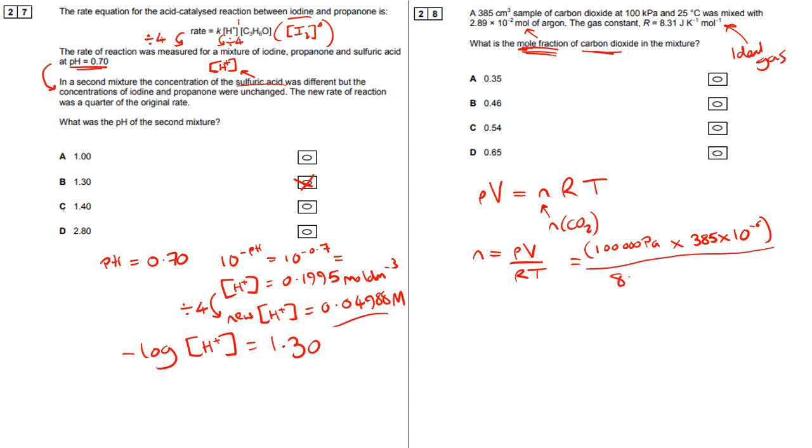Divided by R, the gas constant, which is 8.31, given to you in the question, and the temperature of 25 degrees, don't forget that needs to be converted to Kelvin by adding 273. So we're working out the moles of CO2 here. The moles of CO2 can be calculated. Plug those numbers into your calculator, and that gives us 0.01554 moles.